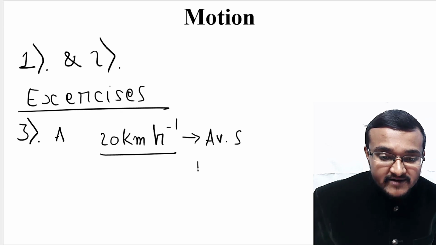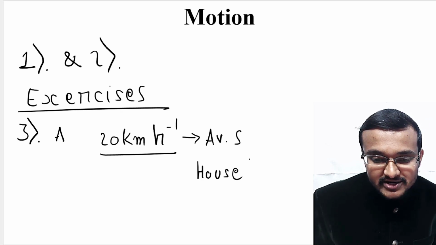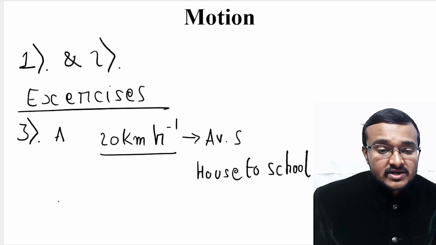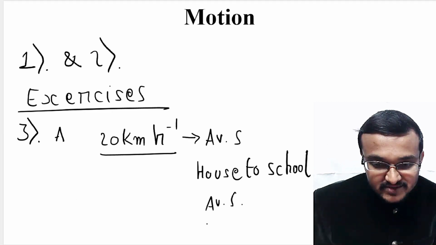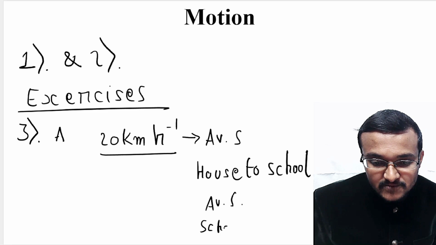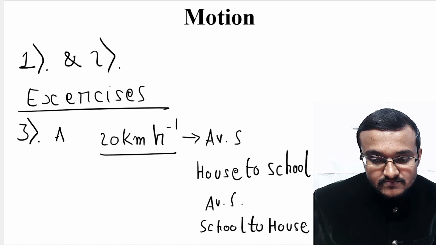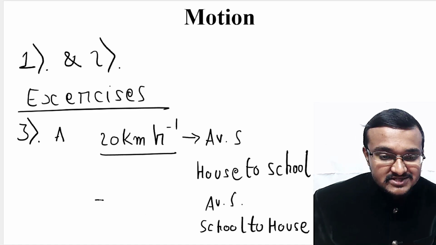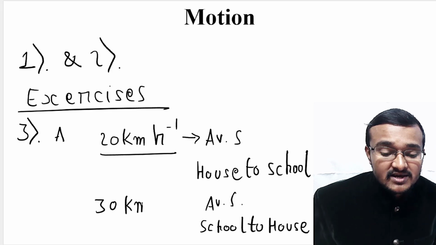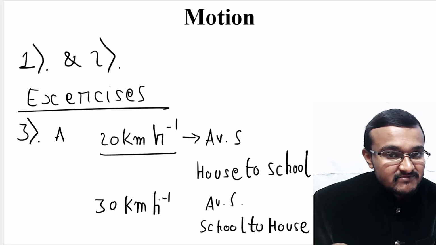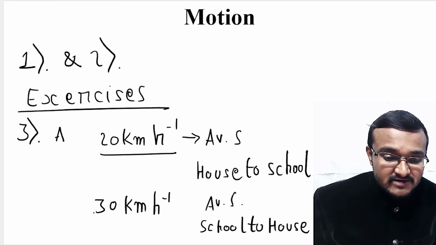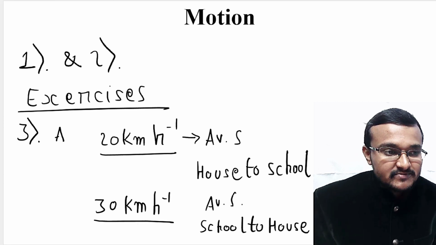So when Abdul goes from his house to school in the morning, his average speed will be equal to 20 km per hour. But when he returns to his home in the evening, that is from school to house, his average speed will be 30 km per hour, because when he returns home from school, the traffic will be very less at that time. So his average speed will be more, that is 30 km per hour.